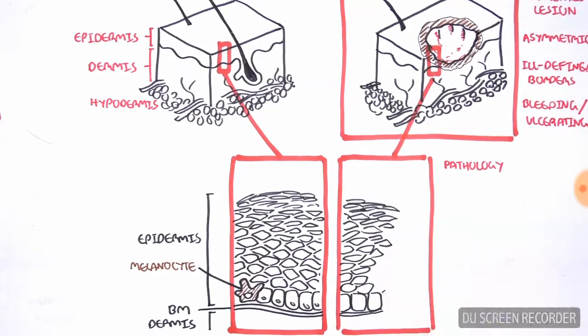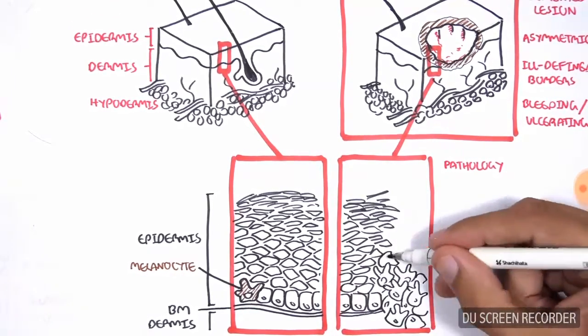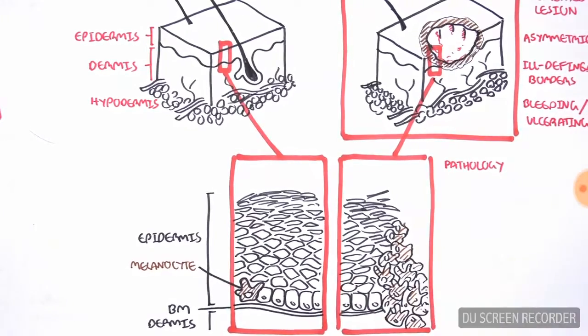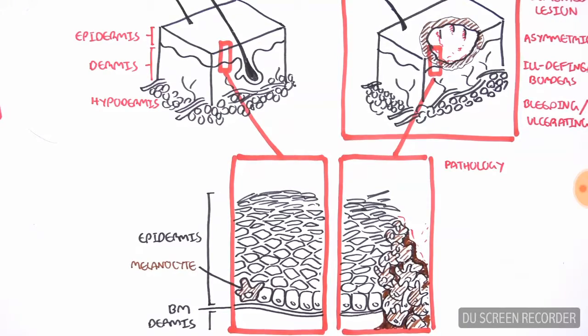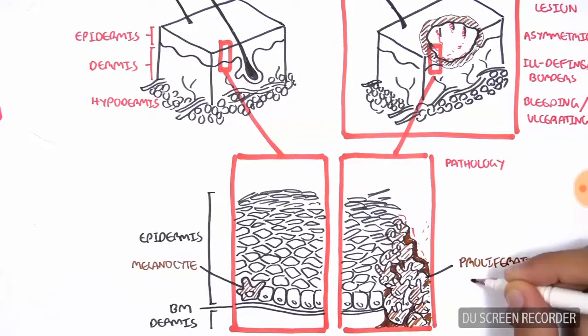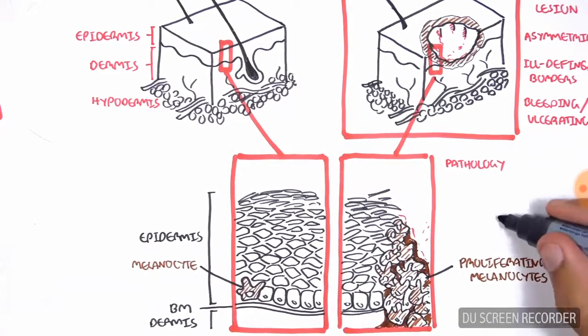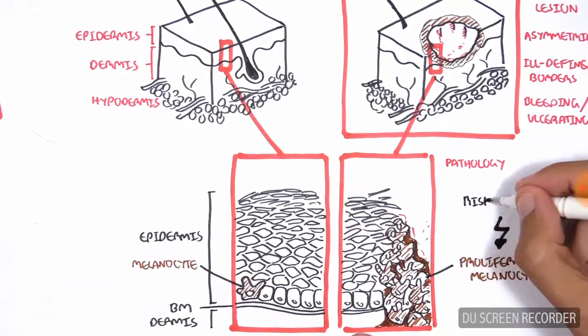In melanoma, what happens is we have proliferating melanocytes. So these melanocytes that are normally harmless become mutated, and they grow and divide rapidly, resulting in melanoma. These risk factors can lead to these proliferating melanocytes.